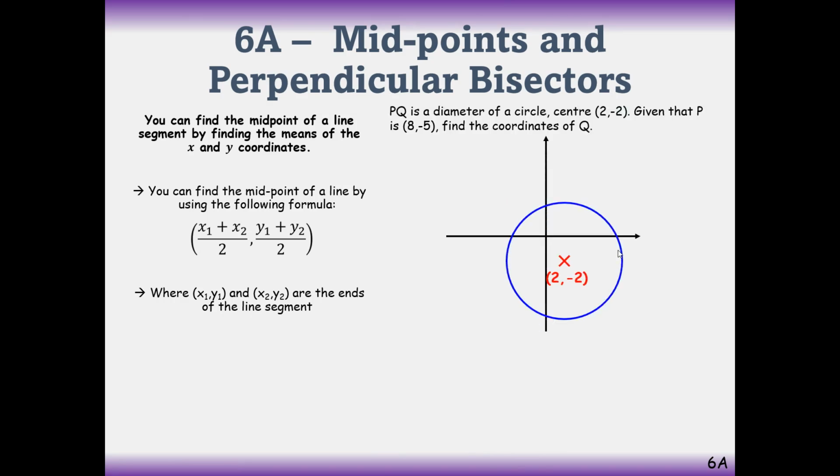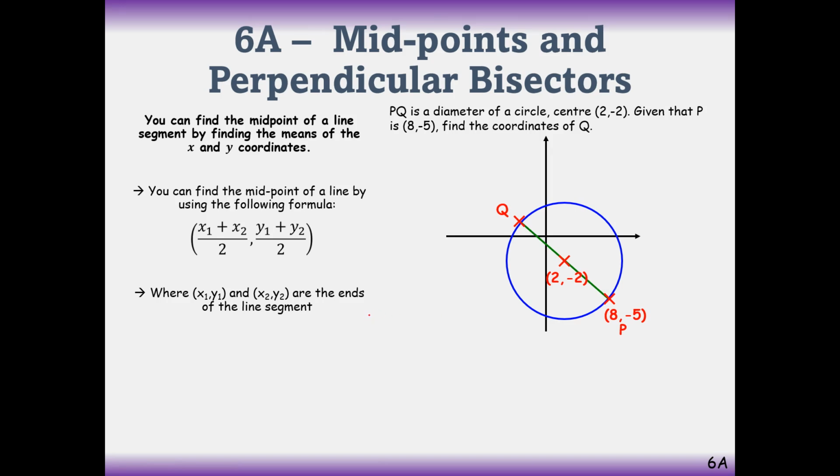In this next example, you've been told that the diameter of the circle with center 2, minus 2 is PQ. We only know one of the coordinates, P, and we want to know where the other coordinate Q is. So the picture of the question looks something like so. We want to know the coordinate of Q. So you have to work backwards with the midpoint formula.